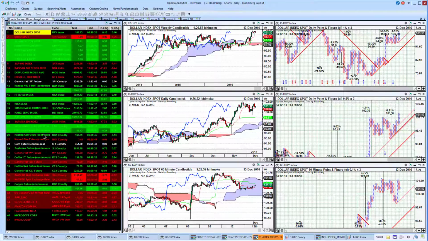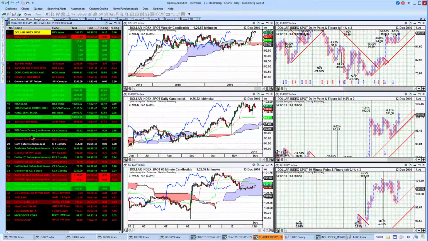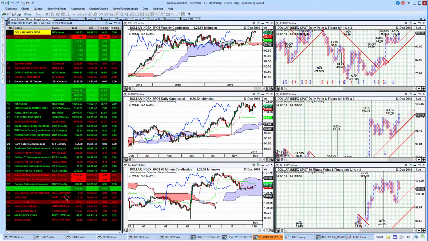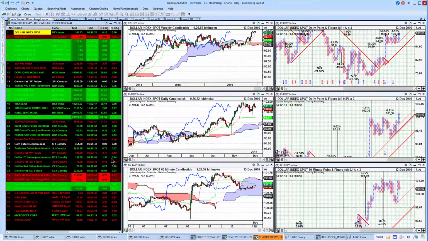Then we'll look at stock markets, US, Europe, Asia, then some commodities, and last of all, some stocks. And we'll take a look at the Dow 30 today as well, just the constituents, what's driving the market.